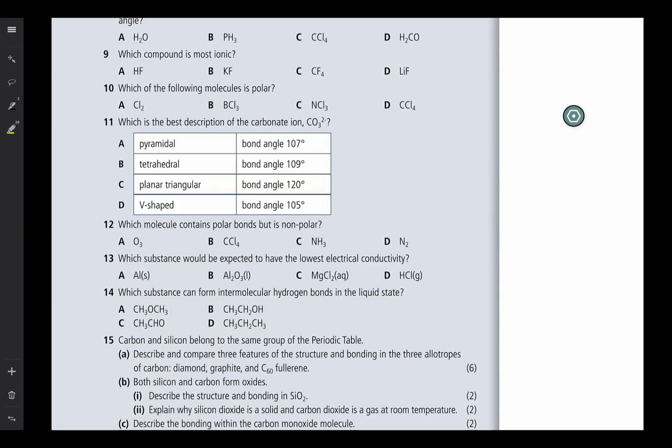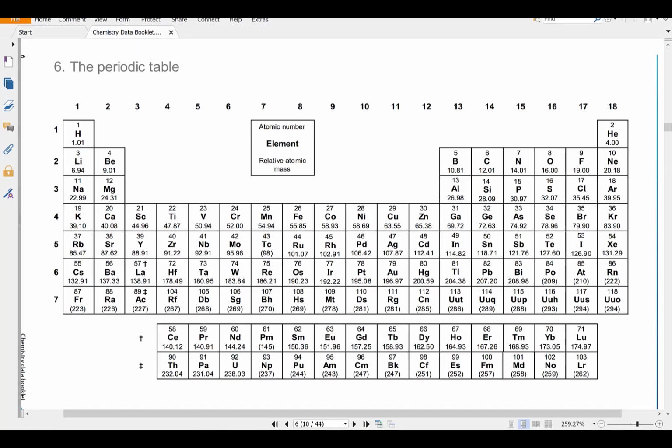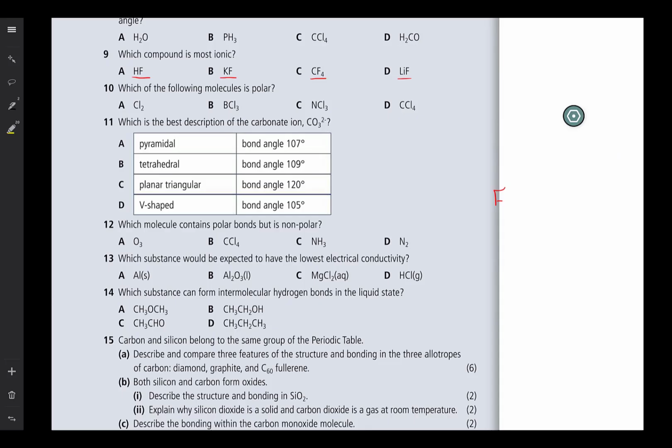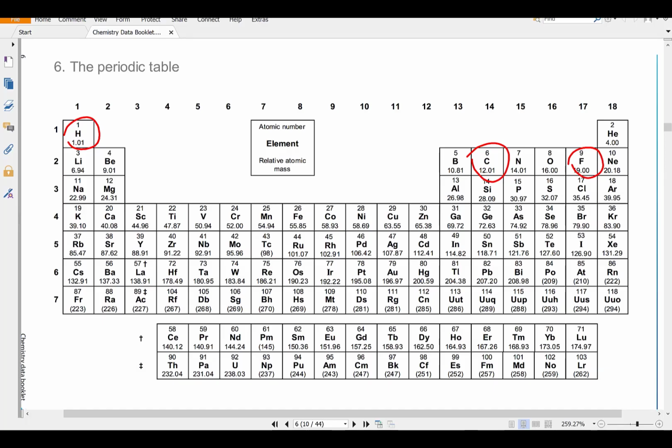Question number 9. Which compound is most ionic? HF, KF, CF4 and LiF. You can see the more electronegative atom in all of these 4 compounds is fluorine, the most electronegative atom at the top of group 17. So it combines with hydrogen, carbon and sodium, lithium and potassium.